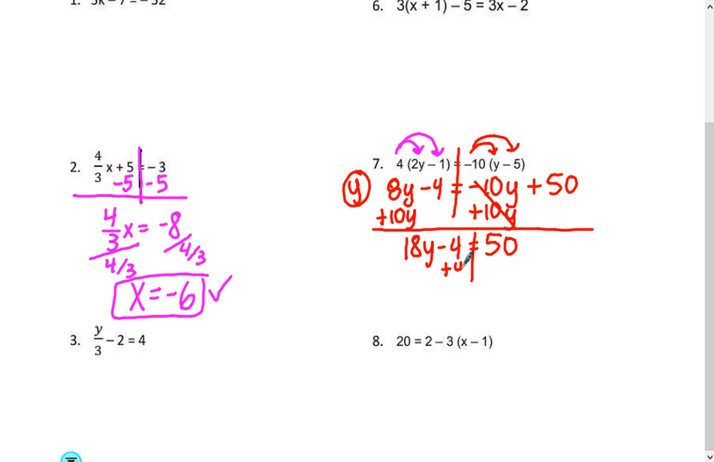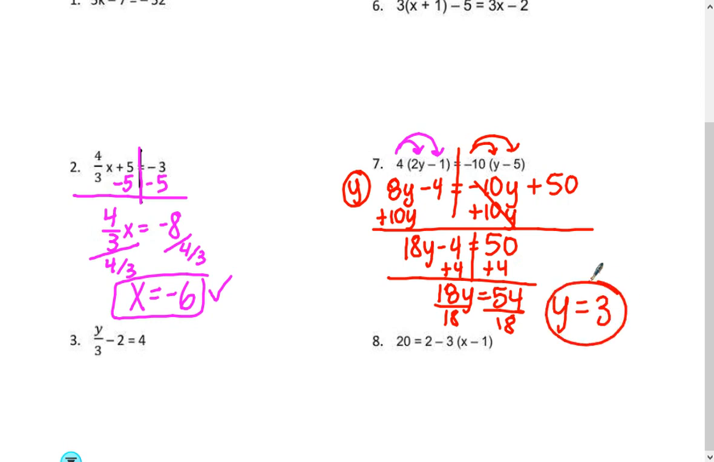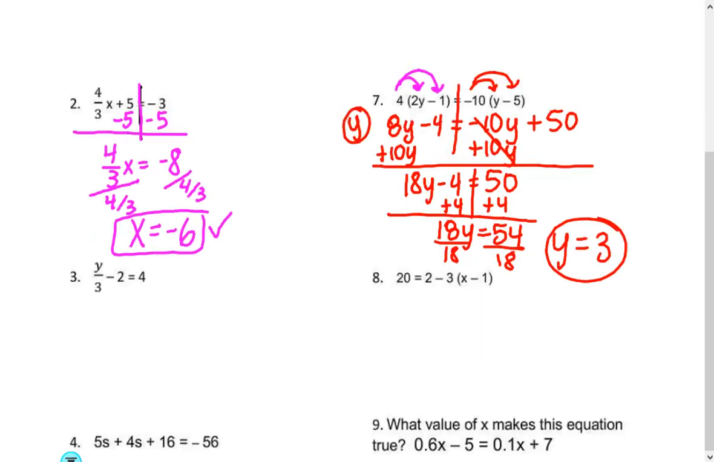Then I'm going to add 4 to both sides, and y'all know what to do from here. 18y equals 54. And then we're going to divide both sides by 18, and I get y equals 3. Since I'm the math teacher and I get paid to do this, I'm going to skip checking my step this time. But you should do it on each and every one of your problems. That's how you know you got this thing right.